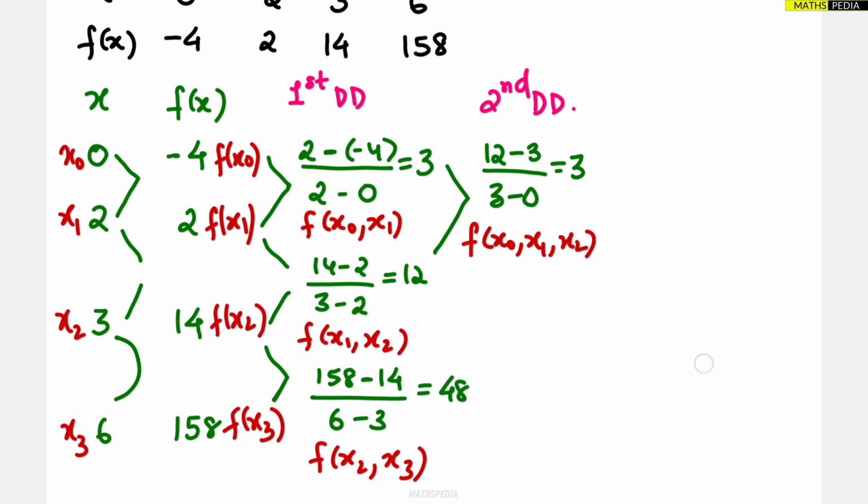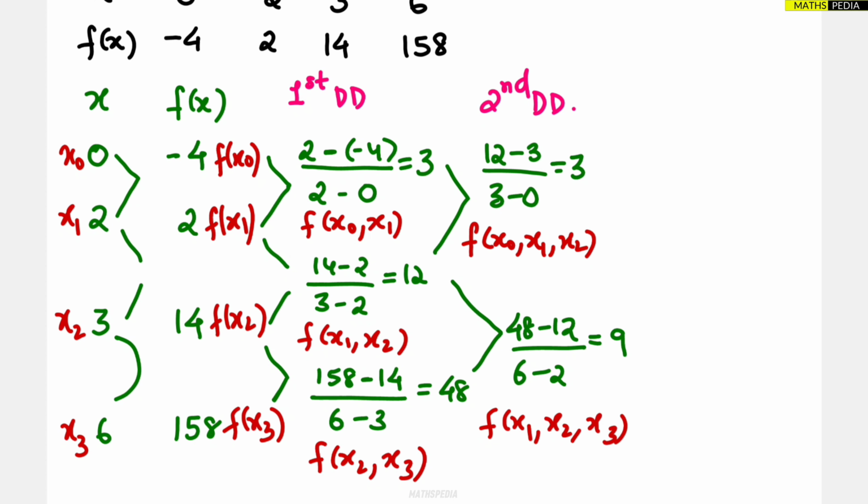Okay. Next difference. 12 and 48, right? So 48 minus 12 divided by, now which value are you going to take? You are going to take the fourth and second value. First, which one did we take? First and third. Now we are going to take the fourth and second value, that is 6 minus 2. We will be getting the answer as 9. Now this will be termed as f of x0, x1, x2, x3. You can see over here the x1, x2 is there, x2, x3 is there.